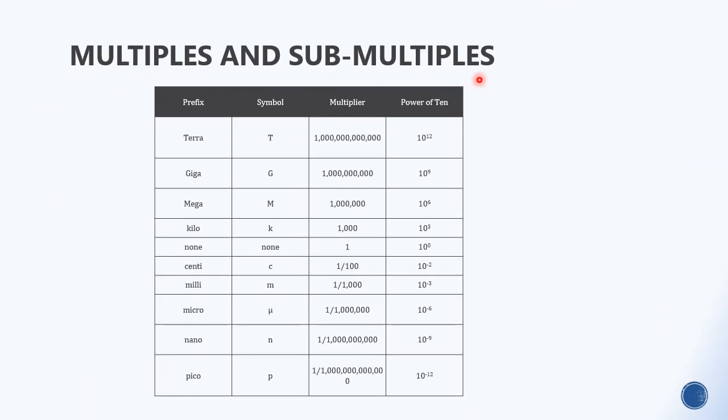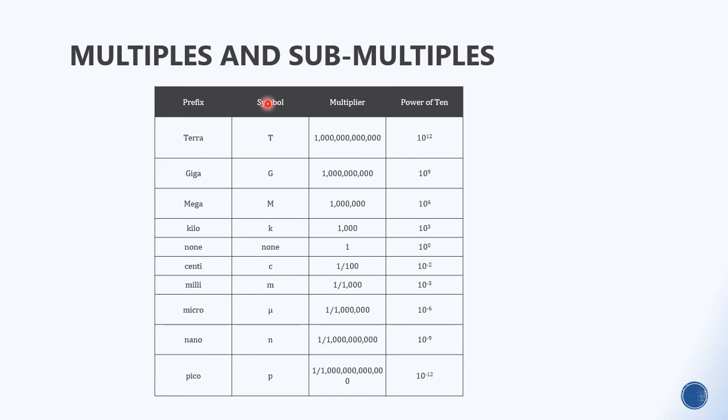Multiples and submultiples. Here are some prefixes, symbols and the multiplier power of 10. The prefix tera is represented by the symbol capital T. Tera means 10 to the power 12. Giga is represented by capital G, which means 10 to the power 9. Mega is equal to 10 to the power 6. Kilo is equal to 10 to the power 3. Here 1 is equal to 10 to the power 0.